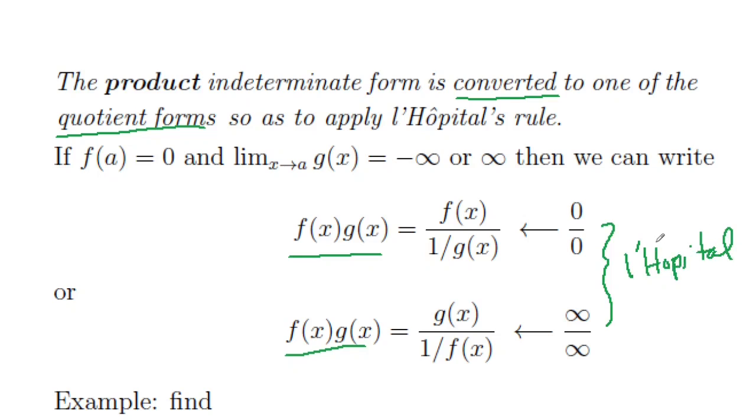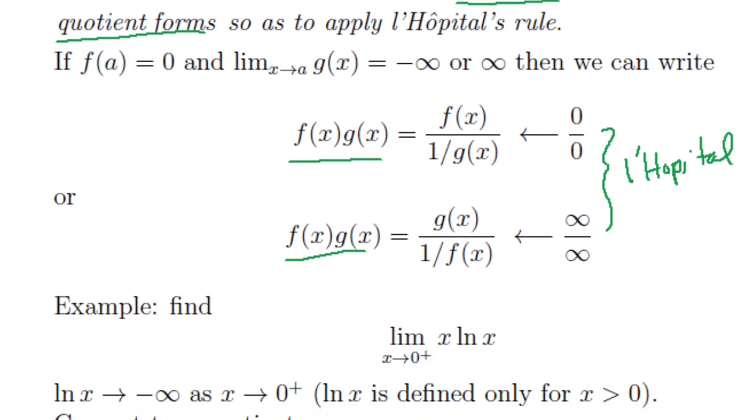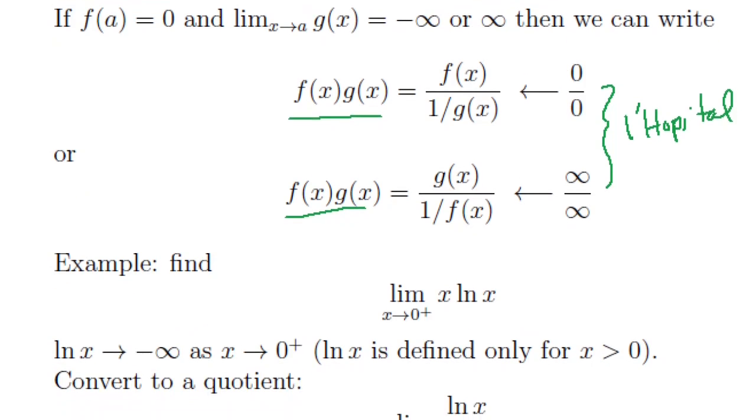Now, which of these two you pick depends on one of two things. It's either easier to take the derivatives, as L'Hopital's rule involves derivatives, so pick the one that's easier to take the derivative of, or occasionally you may run into a situation where one of these forms works and the other doesn't, and so you have really no choice in such a case, as we will see in a minute.